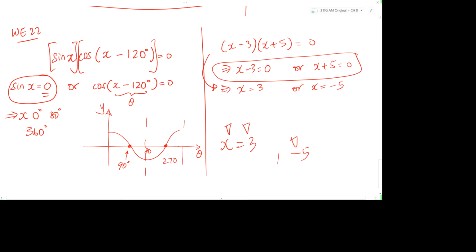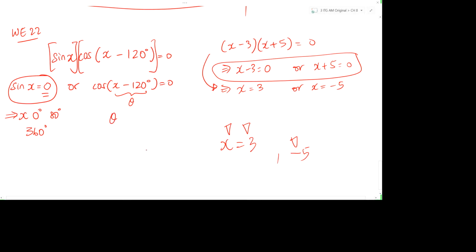Okay, so now from the graph, because I'm going to erase it, not enough space. Now I say that theta is actually equal to x minus 120. So x minus 120 is equal to, what did we say it was? 90 or 270 degrees. So these are the two values that I have. Do I need to plus 360 to them?